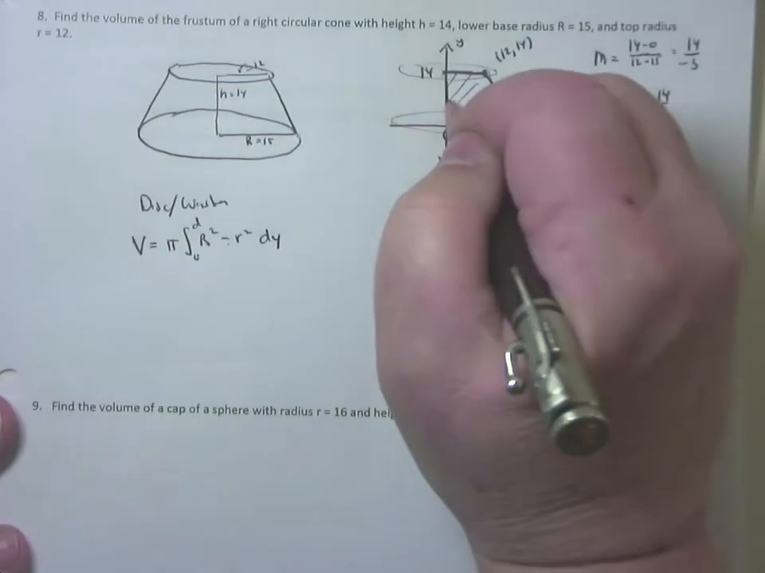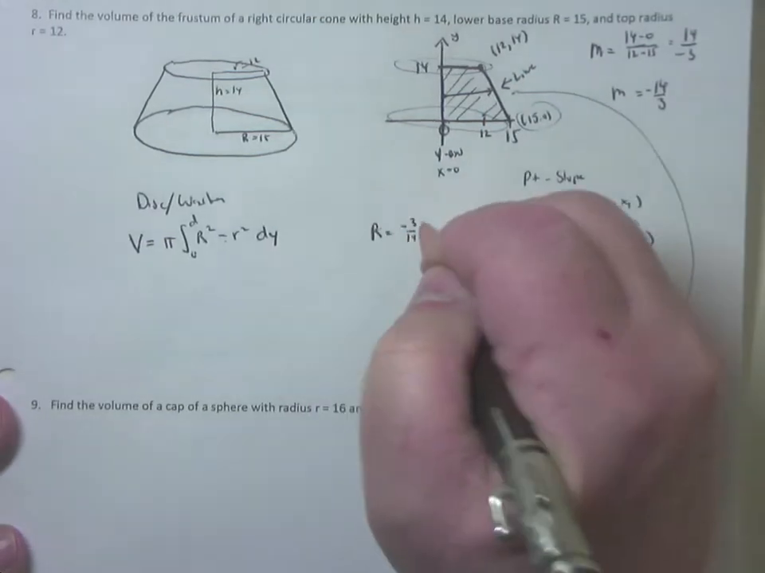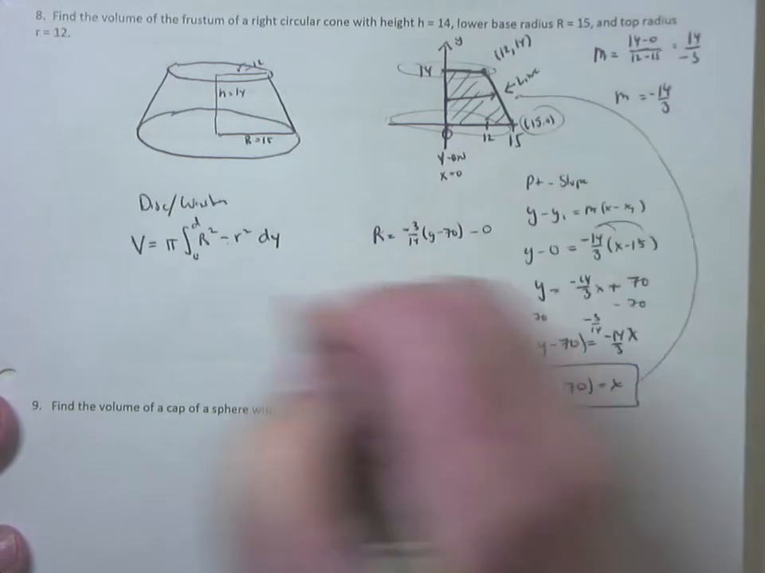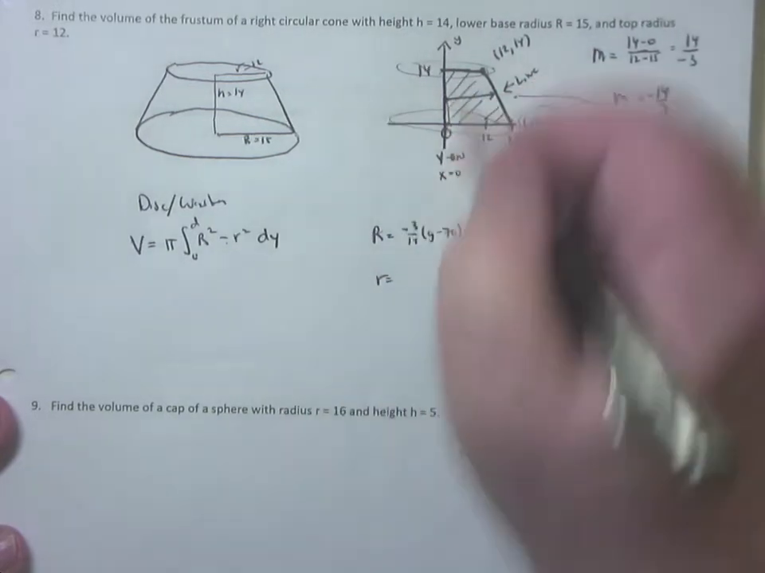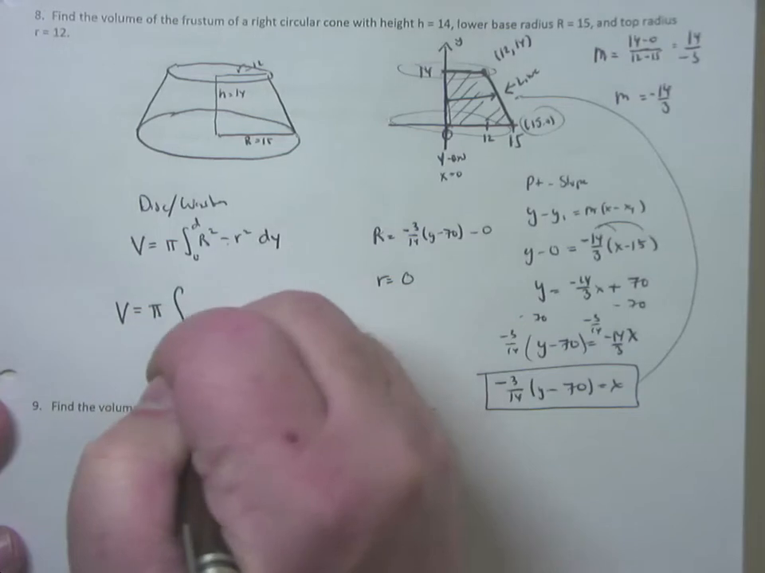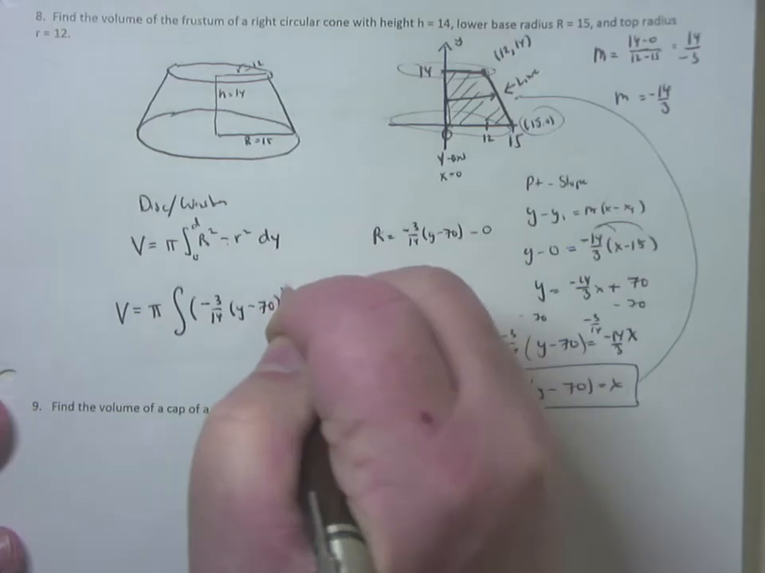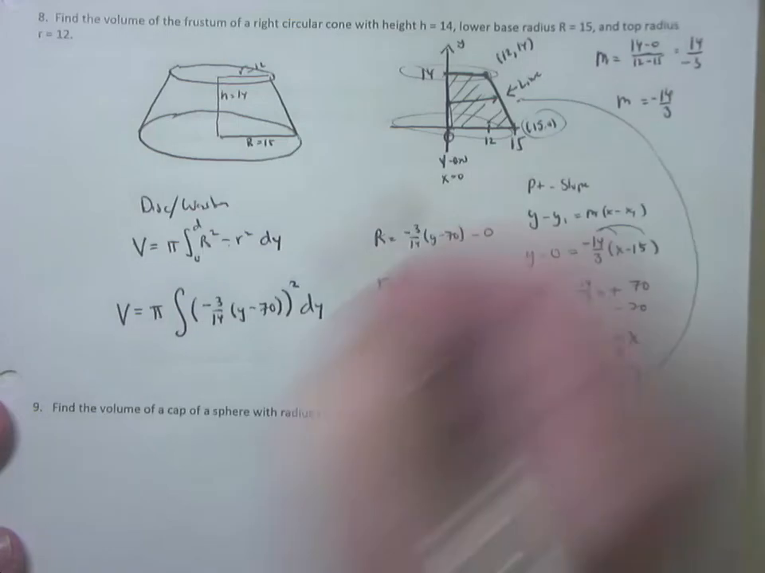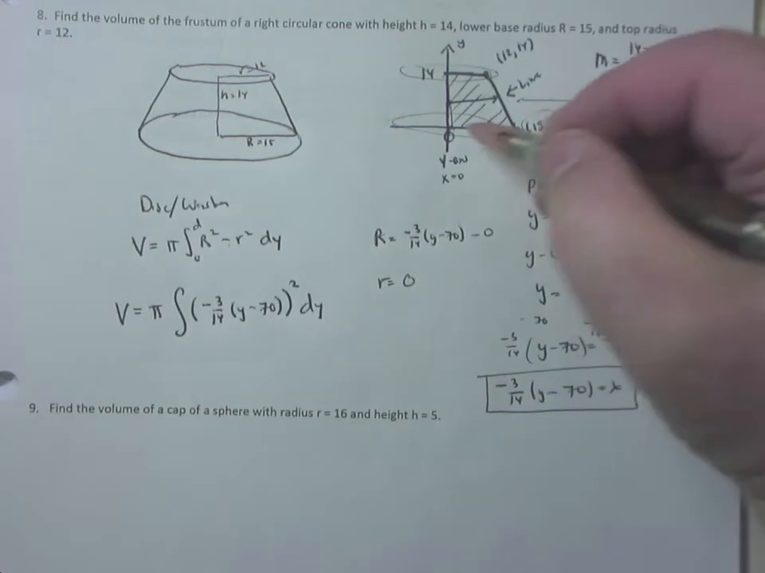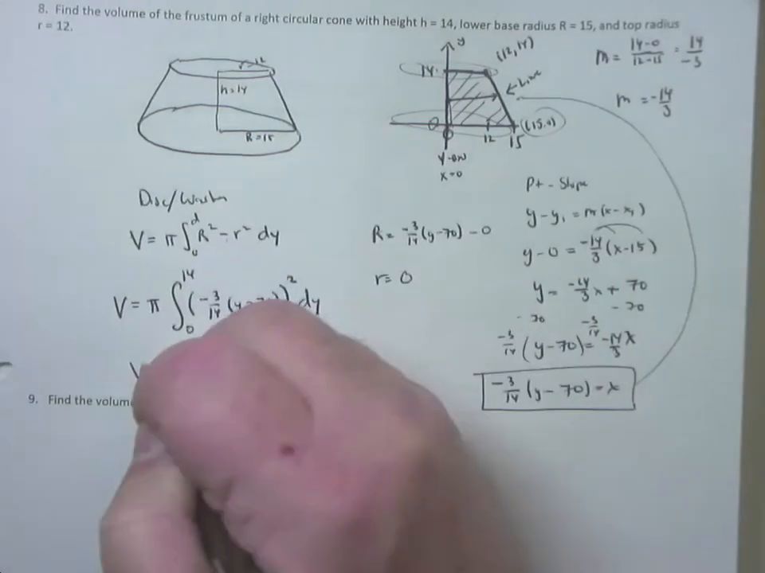So your big function radius is going to be from the axis of rotation to the outside edge. So your big radius is going to be this negative 3 fourteenths times (y minus 70), minus the y-axis, which is 0. And your little radius, this thing's going to be solid when you rotate it, so it's going to be 0 because you're actually on the axis. So you end up getting volume is equal to pi times the integral of (negative 3 fourteenths times (y minus 70)) squared, dy from, what are my bounds? This is dy, I've got to have y numbers. What are my y bounds of my region? What's on the bottom? 0. What's on the top? The height, 14. 0 to 14.